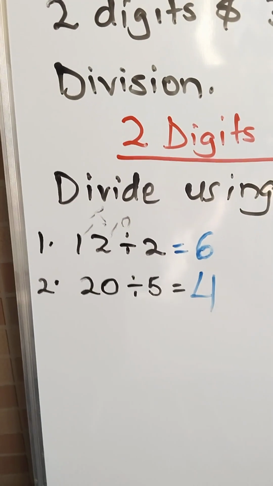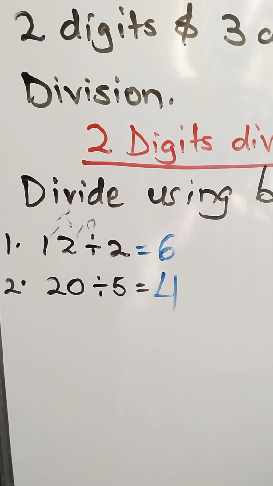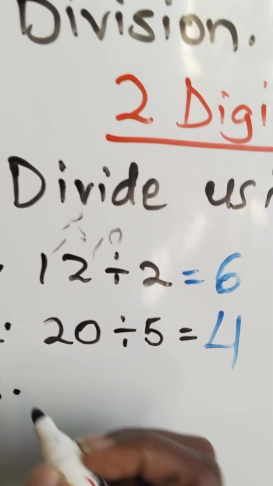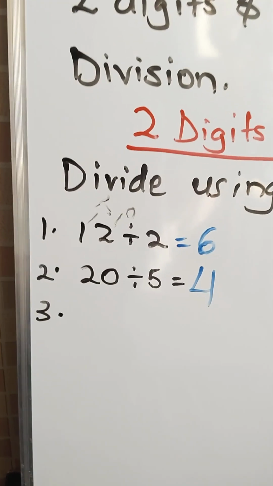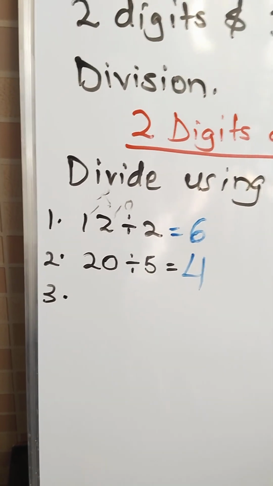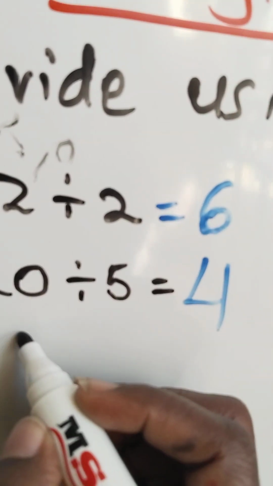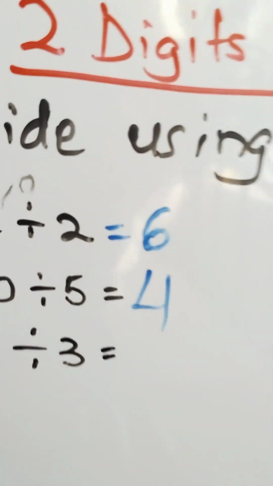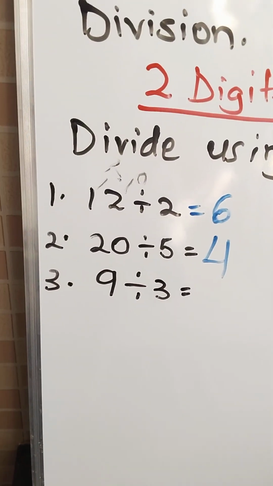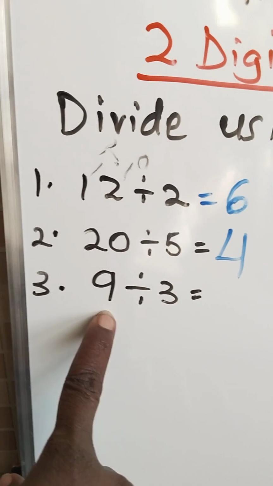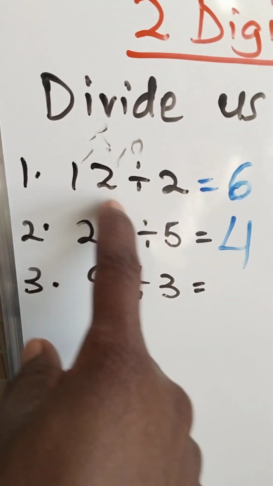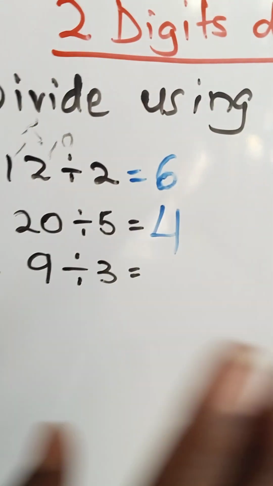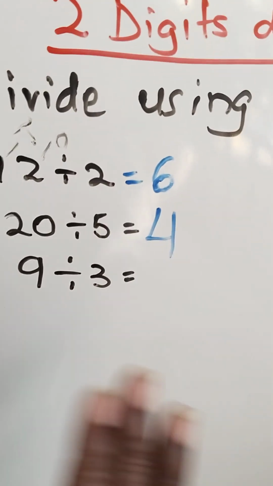Bravo, we got the answer as 4. So the next one is, let's try one more number or 2 numbers so that we can understand it well. Let us say 9 divided by 3. When we have 9 divided by 3, this is 1 digit. Remember, kids, this is 1 digit and these were 2 digits. So 1 digit and 2 digits, we can do the same.